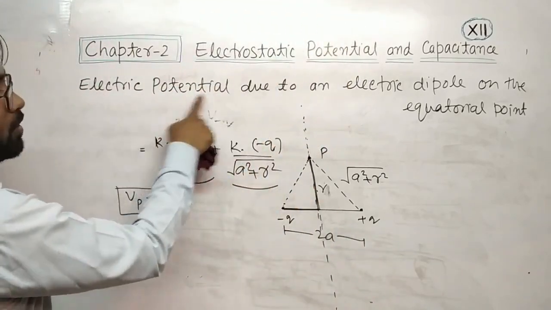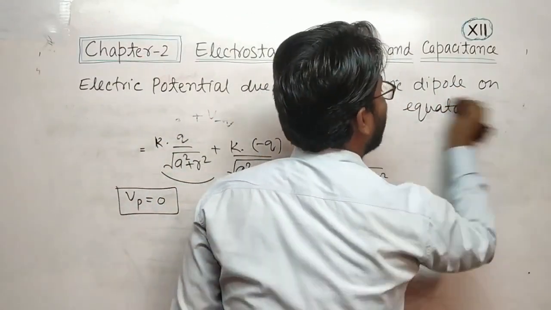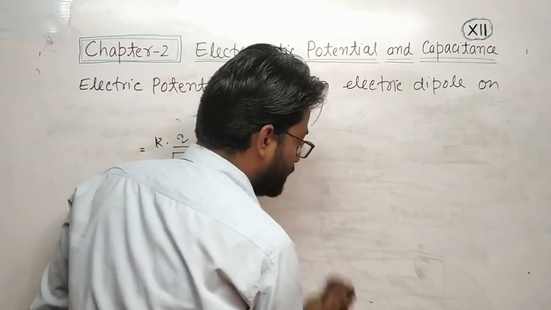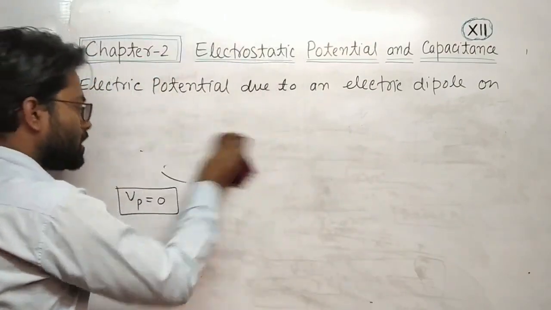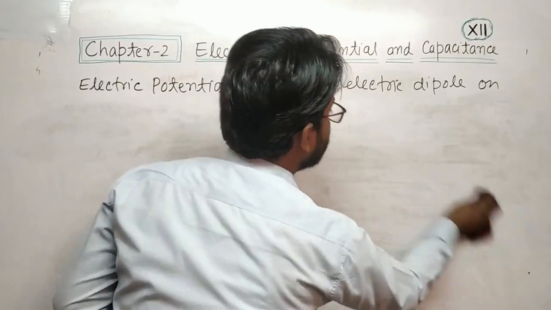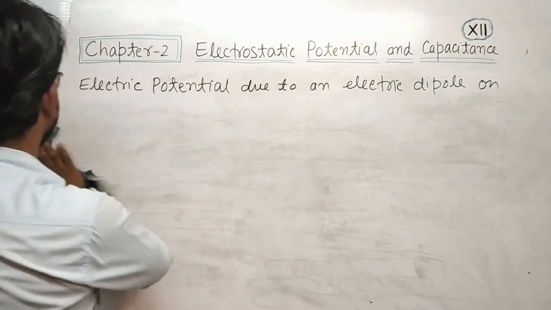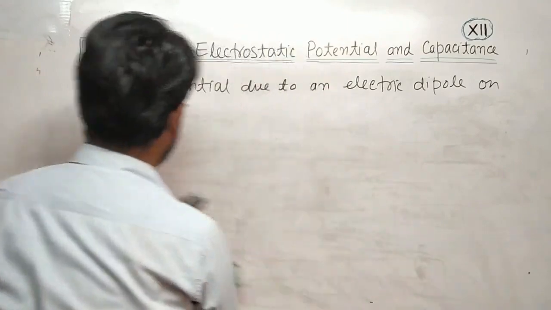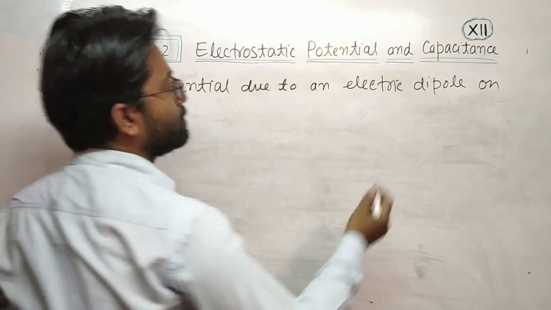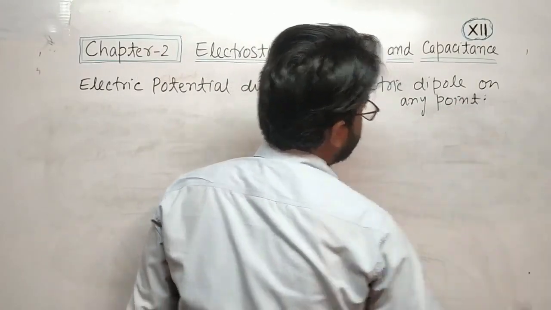Okay, next point, electric potential due to an electric dipole on any point. It means we need to calculate potential due to an electric dipole at a general point. It may be on the axis, it may be on the equatorial point, it may not be on the axis and may not be on the equatorial point, meaning any general point.